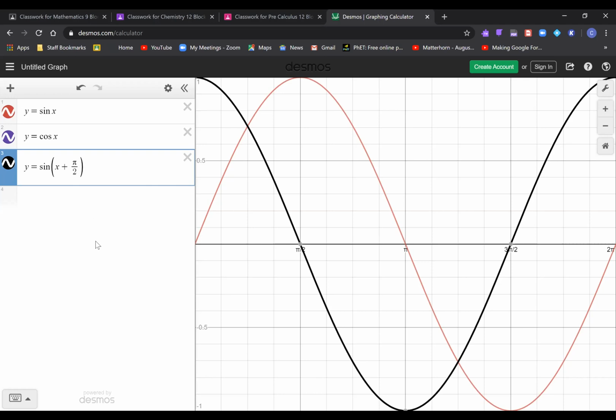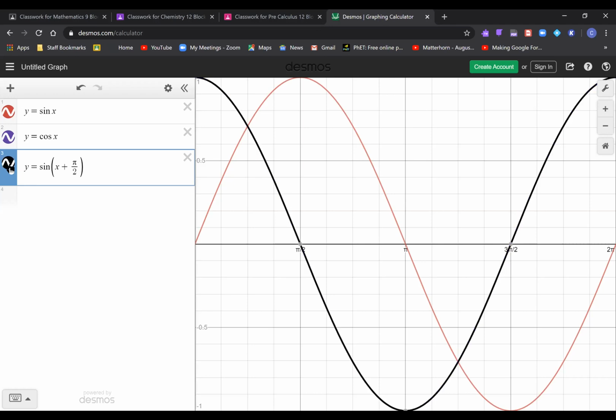And I get this function. Now, if you click over here on this circle, it actually turns that graph off but keeps the equation here. So if I turn that off, you can see the purple graph reappears. And when I press that again, the black graph goes right over top of it.